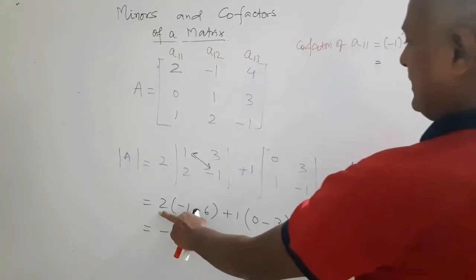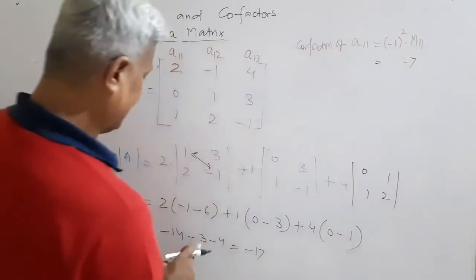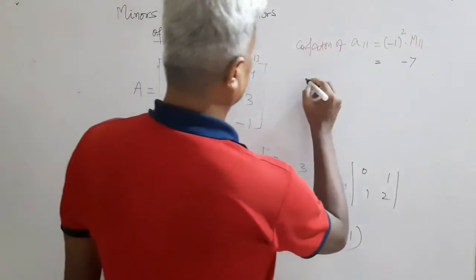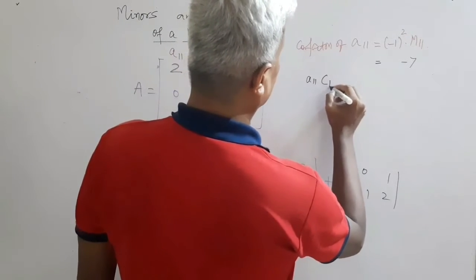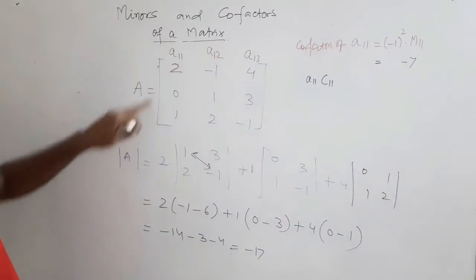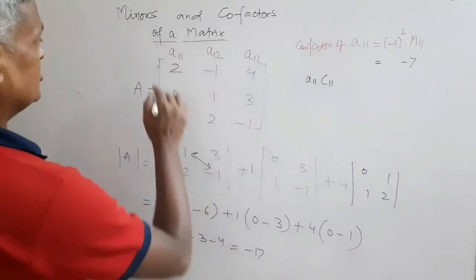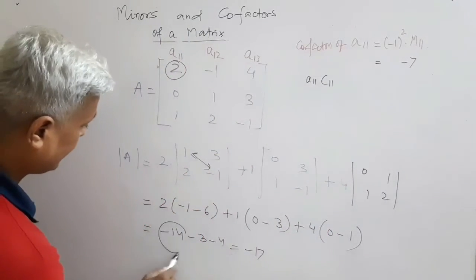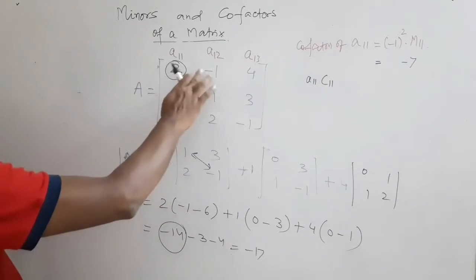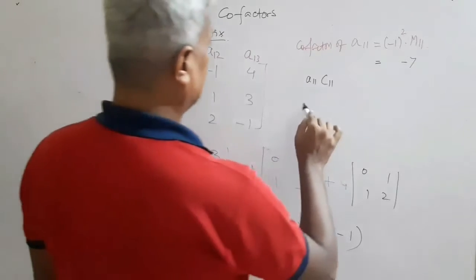So now minus 7 multiplied with this 2 means, you can say that this value, first one, is A11 into the cofactor of 1 1. A11 is 2 and the cofactor of 1 1 is minus 7. So 2 multiplied with minus 7 will be minus 14. Now I find the same thing, the cofactor of 1 2.